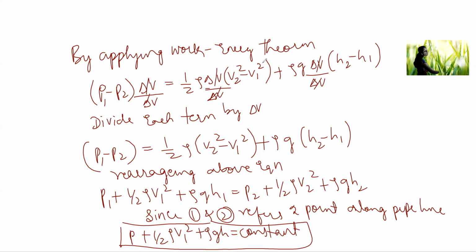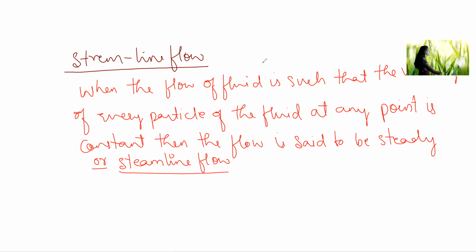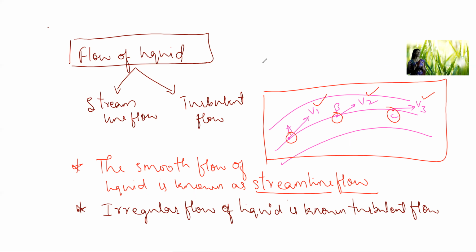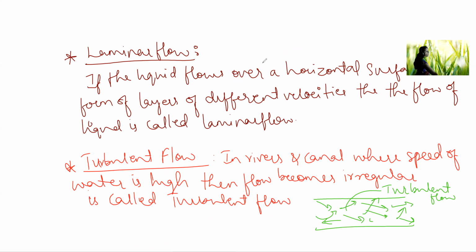In today's class, we discussed different types of fluid flow. The flow of liquid is mainly classified into two types: streamline flow and turbulent flow. Streamline flow means the smooth flow of liquid, and irregular flow of liquid is known as turbulent flow. We also discussed some characteristics of streamline flow and laminar flow. Laminar flow means the liquid flows over a horizontal surface in layers of different velocities. Turbulent flow means irregular flow of liquid, as already shown in this diagram.